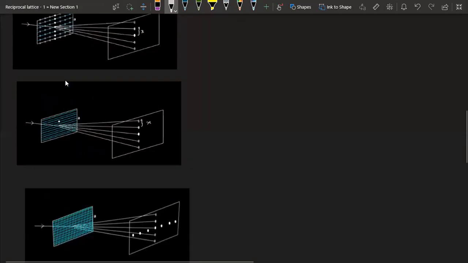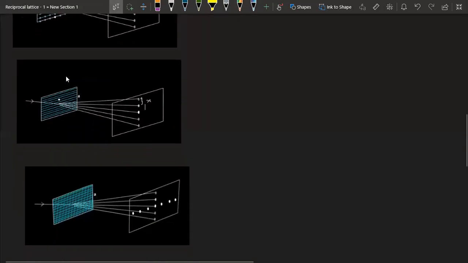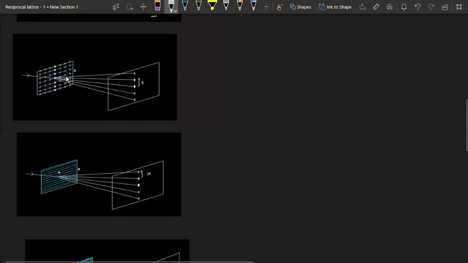But there is one more thing that we have to consider when we look into this case of atoms. Each atom acts as a slit, right? So we only considered the lines in the horizontal plane. So there are atoms. I'll just put it in some other color.